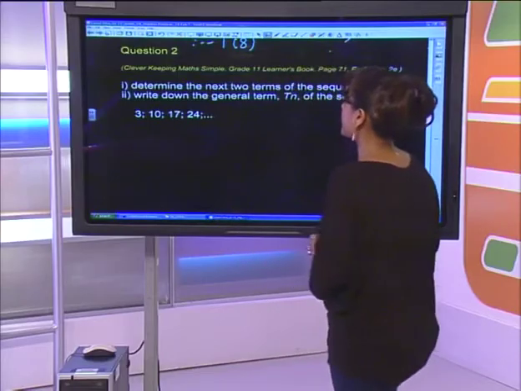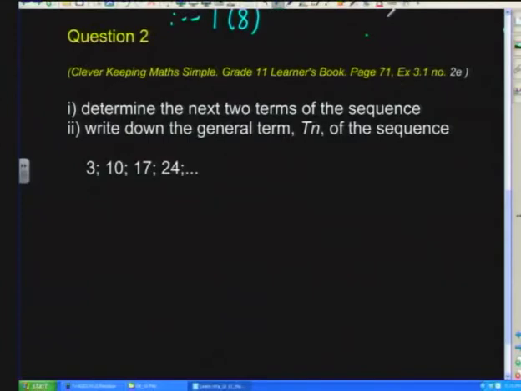Let's move on to the next question. So this is question 2. This comes from the Clever Keeping Math Simple Grade 11 Learner's Book. This is page 71, exercise 3.1, and this is number 2E. Okay, so the question reads, determine the next 2 terms of the sequence, and the sequence that they give us is 3, 10, 17, and 24.